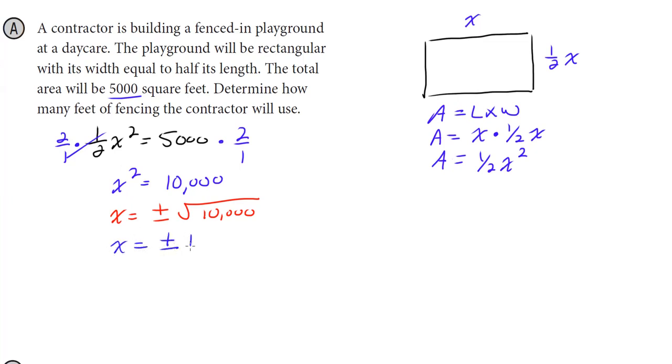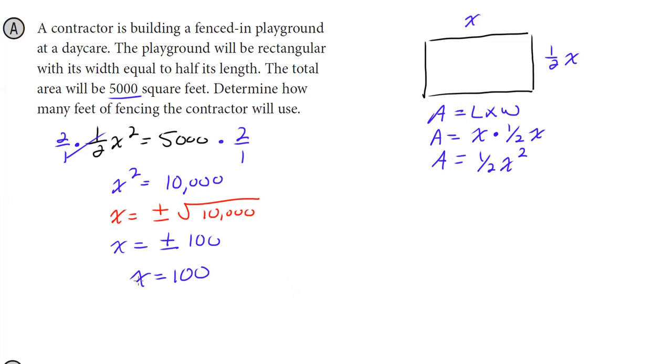But remember, we've discussed how this is a little bit different in real world situations, because there's really only one answer here that makes sense, because we cannot measure real life things in negative length, negative distances. Therefore, we know that x cannot be negative 100. x just has to be positive 100.